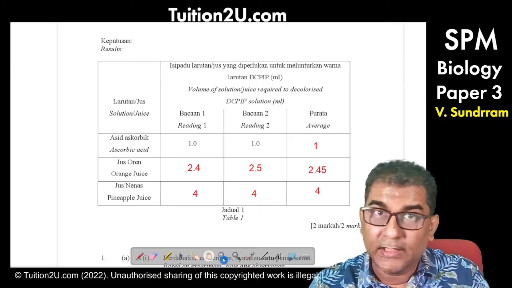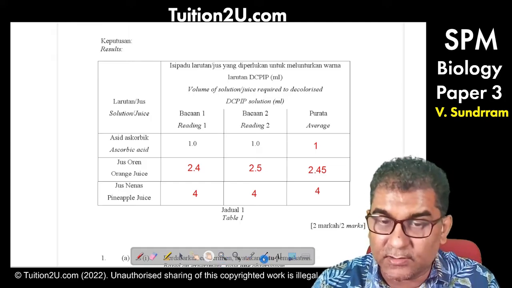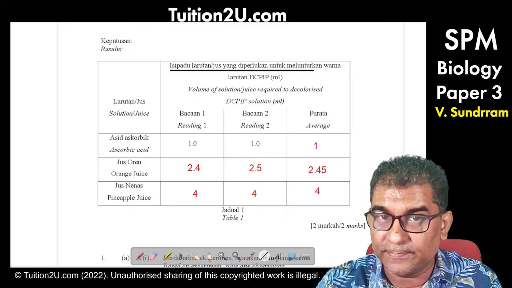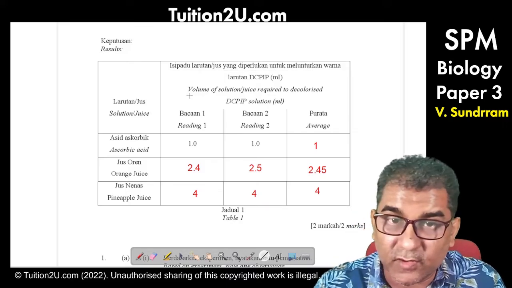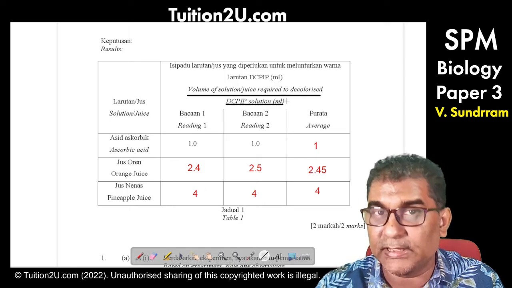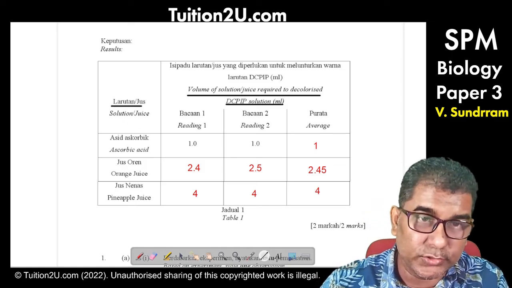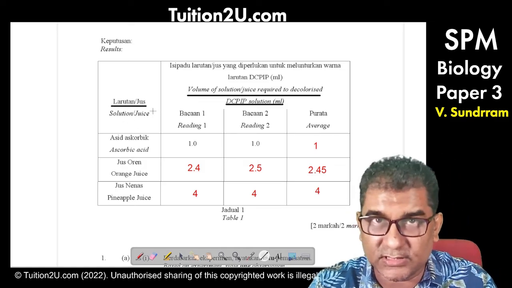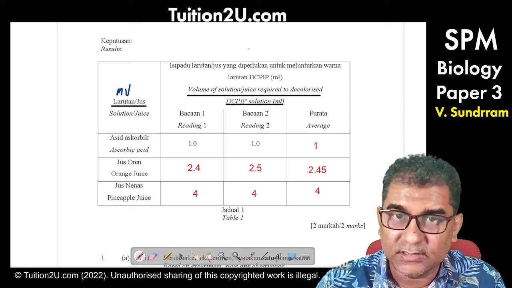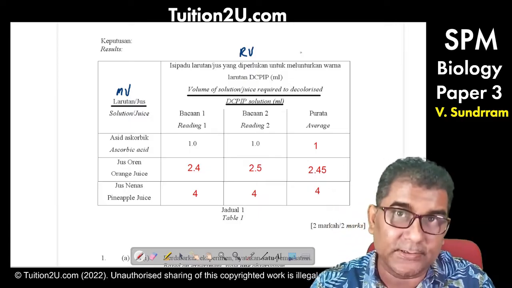But before that, take note that the table is important, because from the table also you can get what is the responding variable. Sorry, it's English version. Volume of juice required to decolorize DCPIP solution is responding variable. The juice is the manipulated variable. So this is supposed to be manipulated variable. This is supposed to be the responding variable. You can also get it from the table.